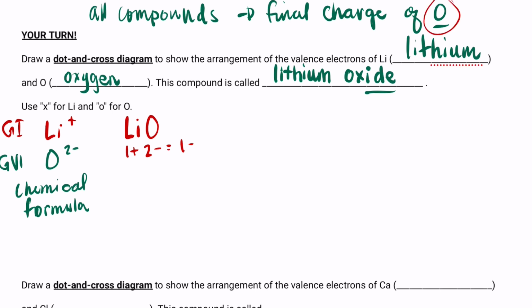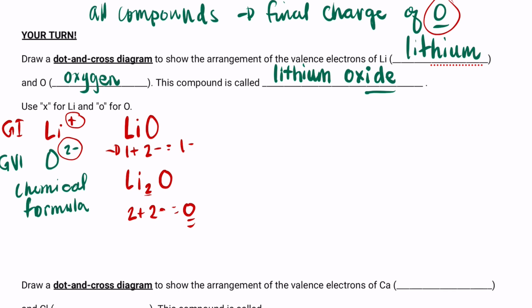So what do I do to make this equal 0? I have to increase the number of lithium ions to 2. So look at this one. Since lithium has a charge of 1 plus, if I have 2 of them, the total charge would be 2 plus. And then you have 2 minus for oxygen, then you can see the total charge is 0, which is what we need. Now let's do the dot cross.